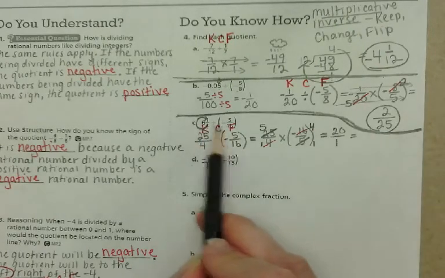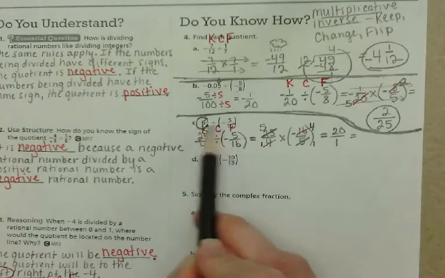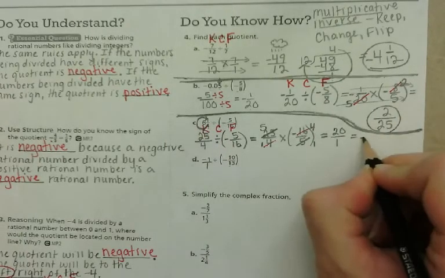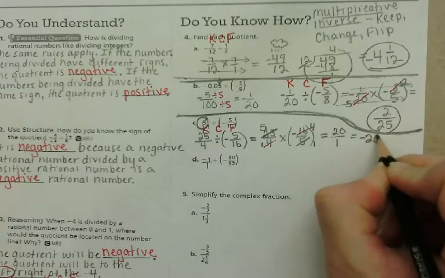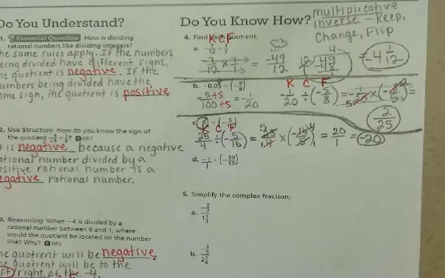But just double check your original problem. And since we are dividing opposite signed numbers, our quotient will be a negative 20.